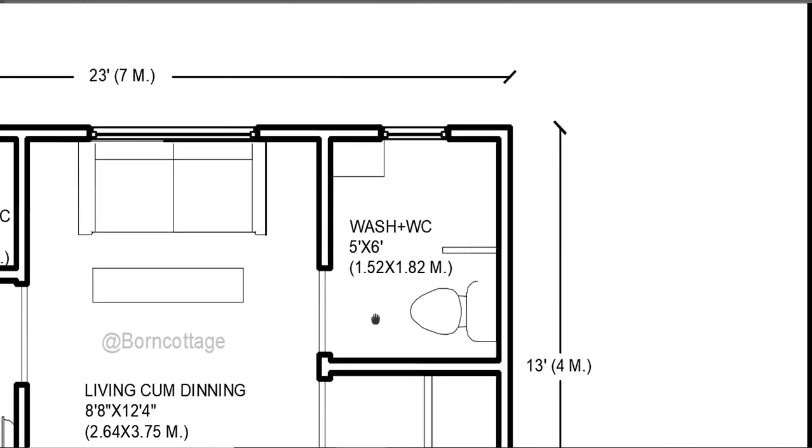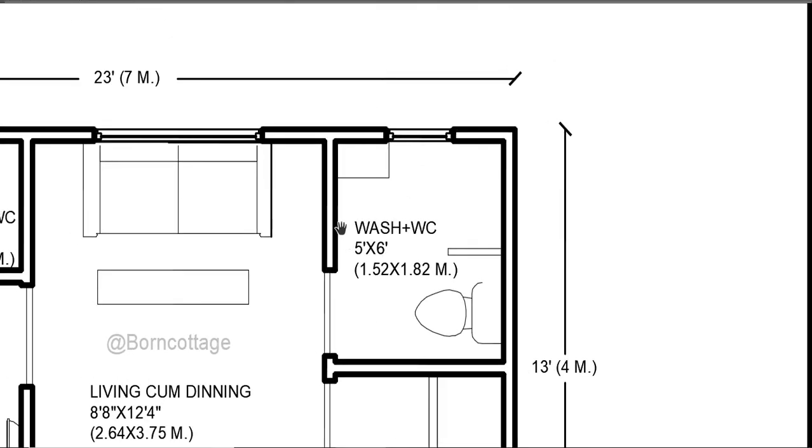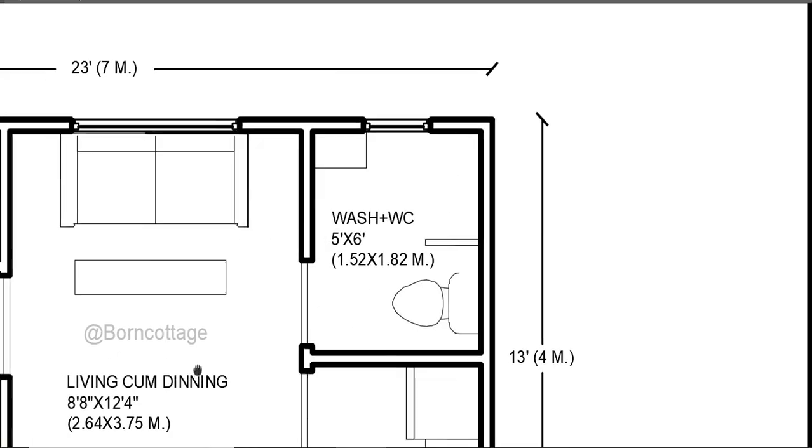So we have common use washroom plus water closet here. The size of the washroom is 5 feet into 6 feet, in meter 1.52 into 1.82 meter. You can see here the water closet and the wash basin and also shower area. You can see here the ventilator for ventilation of this washroom. We will go on the left side.